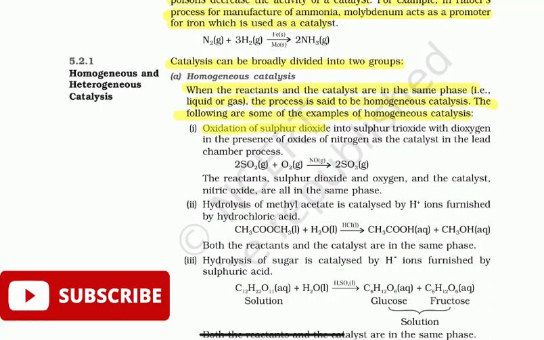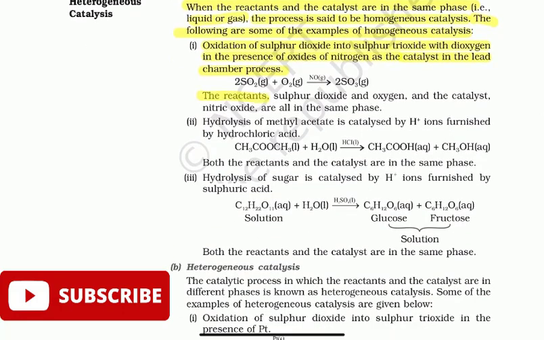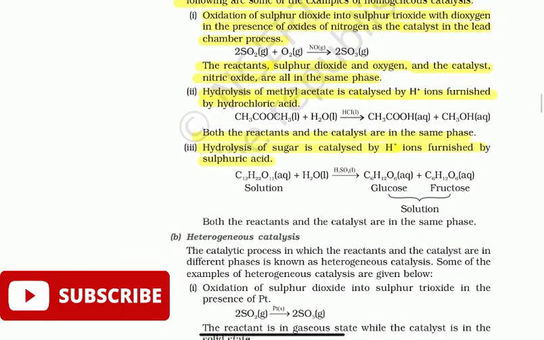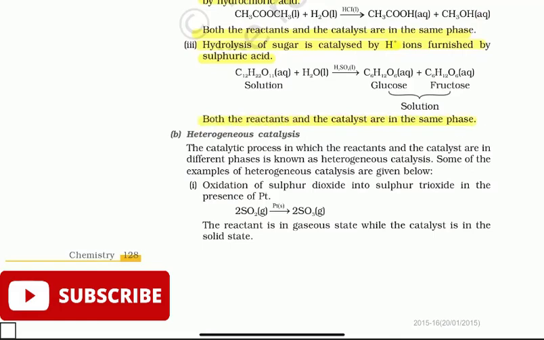First, oxidation of sulfur dioxide into sulfur trioxide with dioxygen in the presence of oxides of nitrogen as the catalyst in the lead chamber process. The reactants, sulfur dioxide and oxygen, and the catalyst, nitric oxide, are all in the same phase. 2. Hydrolysis of methyl acetate is catalyzed by H plus ions furnished by hydrochloric acid. Both the reactants and the catalyst are in the same phase. 3. Hydrolysis of sugar is catalyzed by H plus ions furnished by sulfuric acid. Both the reactants and the catalyst are in the same phase.